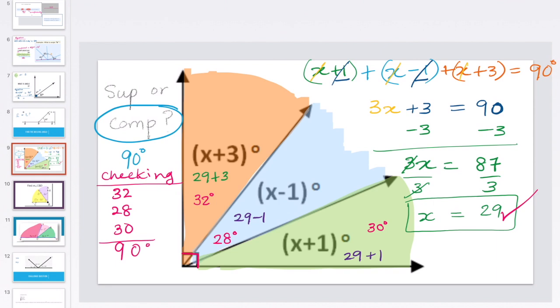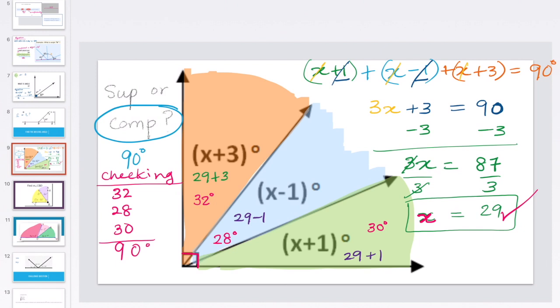So make sure you check your answer. The last thing that you have to make sure of is when you have a solution for x, the question is never going to ask you what x is. It might, but in this case, look at the problem. It's never x. So if you say x is equal to 29, that's not your final answer. You have to get these angle values to make sure that you are answering the question.